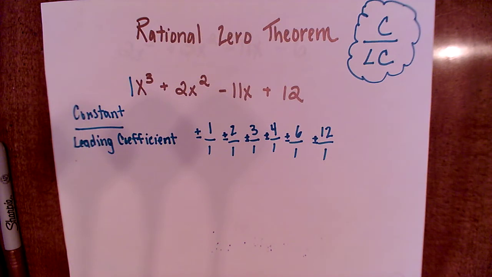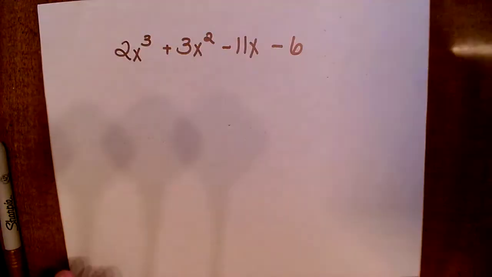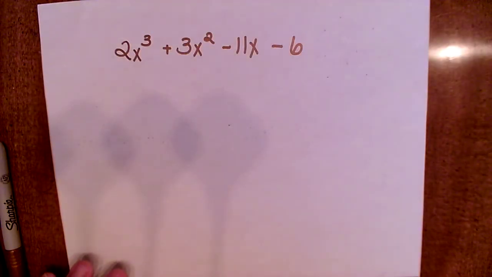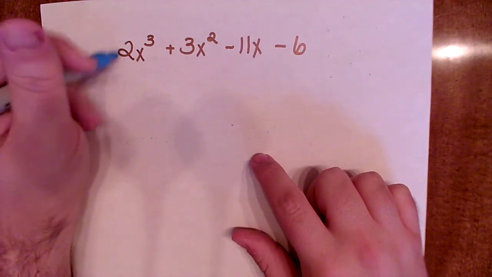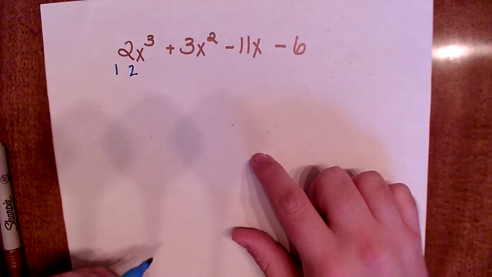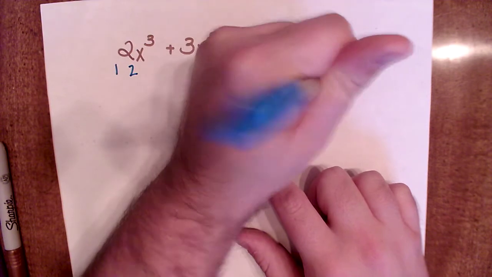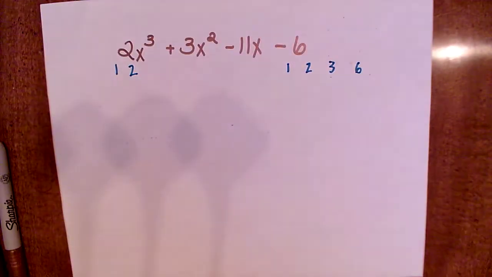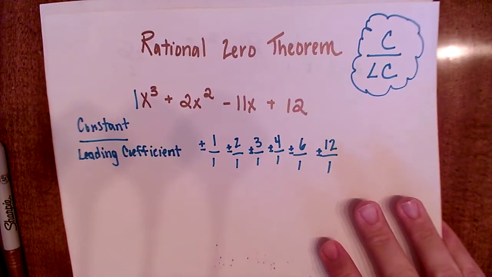All right, now what happens when that leading coefficient is not 1? Well, when the leading coefficient is not 1, like we have right here, okay, we just have to make 2 lists. All right, factors of 2 would be 1 and 2. Factors of 6 would be 1, 2, 3, and 6. Okay, now our formula said that we take the factors of the constant over the leading coefficient.